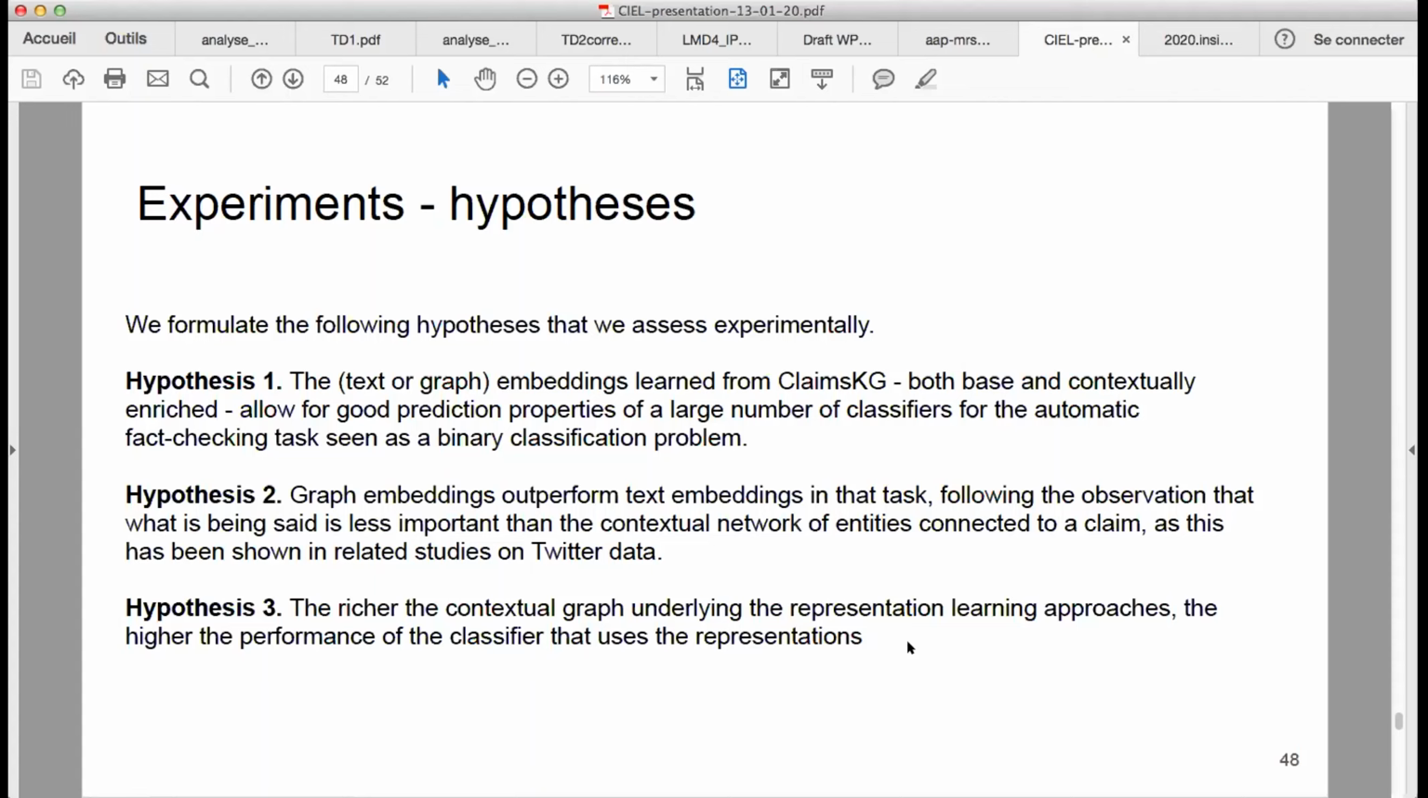The second hypothesis was that the graph embeddings would outperform text embeddings in this task. So basically the idea here is to say that more than what is being said, what matters here is the context in which it has been said, if we want to predict the truth value of a claim. And finally, quite a straightforward hypothesis, the richer the contextual graph of the underlying representation, the higher the performance of the classifiers would be.